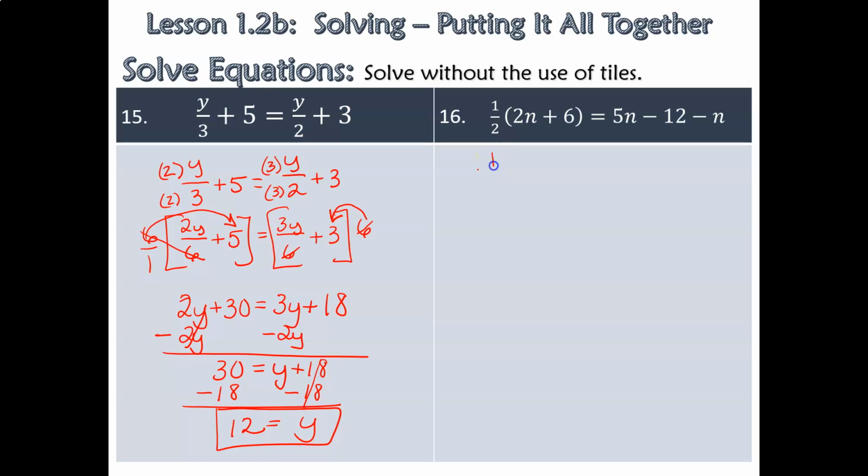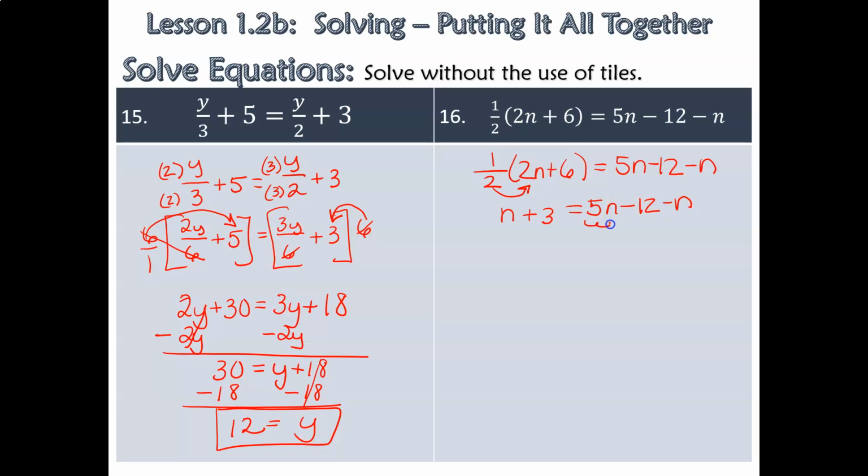Okay, one last one. There's a fraction here. Not sure whether I should clear it or not. So I'm going to look inside the parentheses and see if what's inside is a multiple of 2. So yes, 2 is a multiple of 2, and so is 6. So I'm just going to distribute. If you take 2 and divide by 2, that's 1, or just n. If you take 6 and divide by 2, you get 3. Copy down the other side.